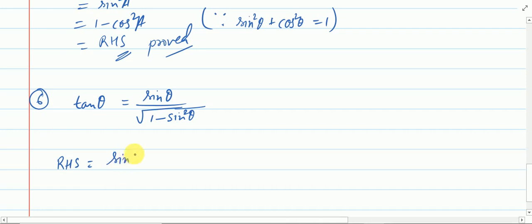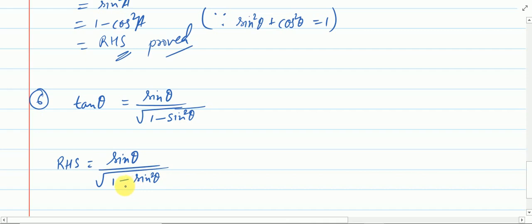RHS is sin theta upon square root of 1 minus sin square theta. You can see on the left hand side, at the end you need to show that this right hand side is equal to a single term, that is tan theta. That means you need to reduce the number of terms you have on the right.